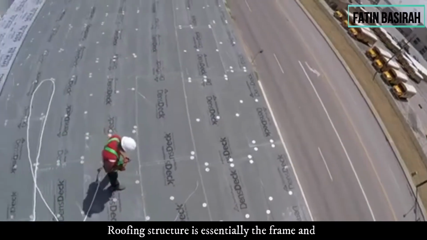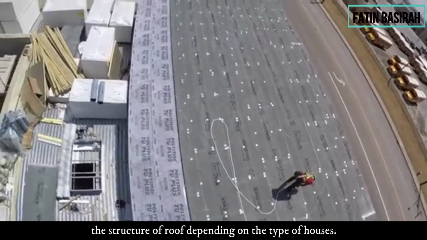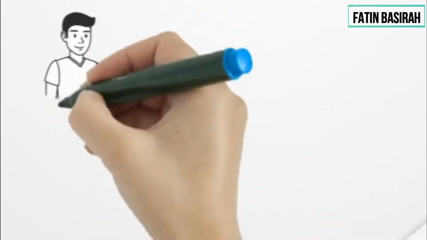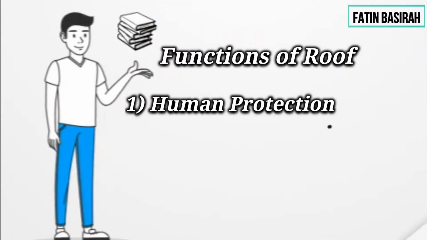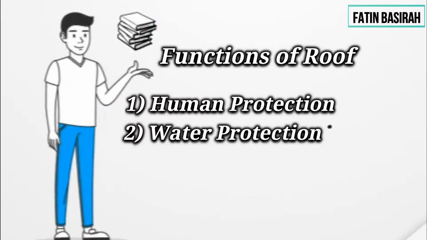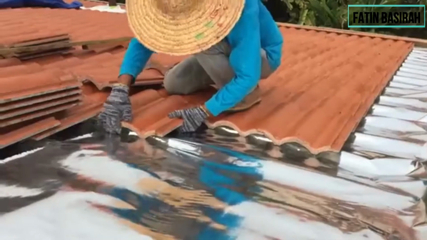Roofing structure is essentially the frame and the structure of the roof, depending on the type of house. We have three functions of a roof. Firstly, human protection; second, water protection; and the last one, protection of possessions.